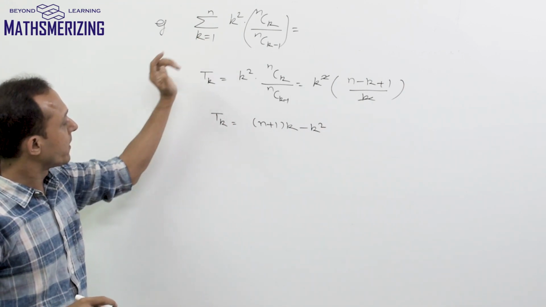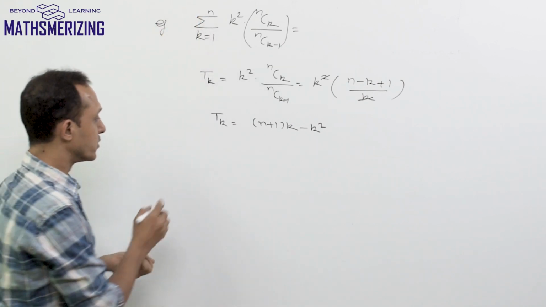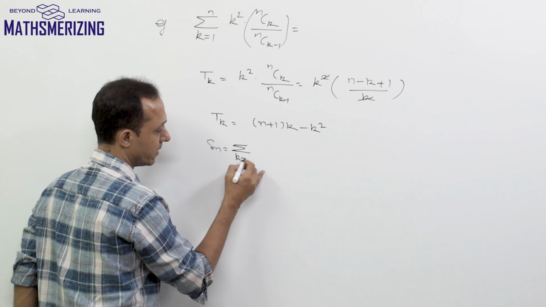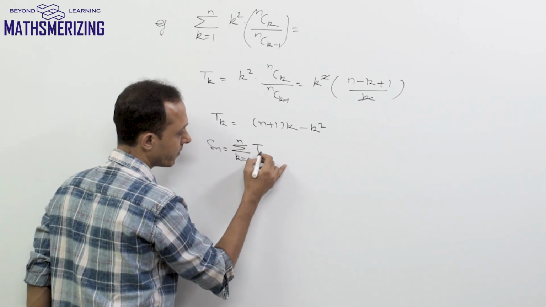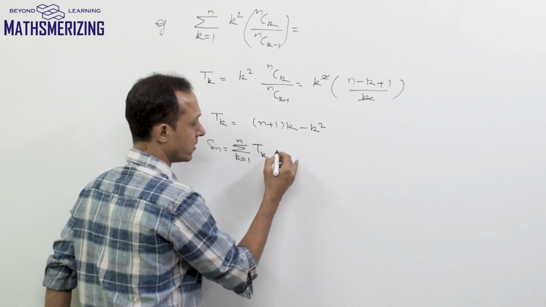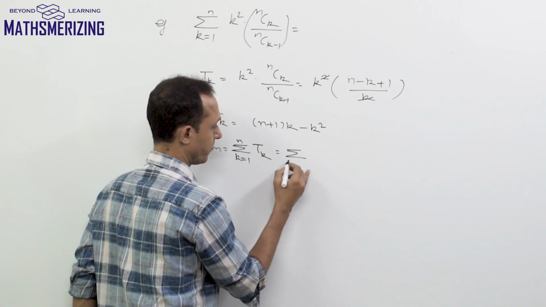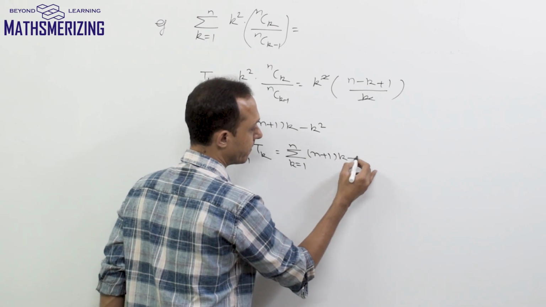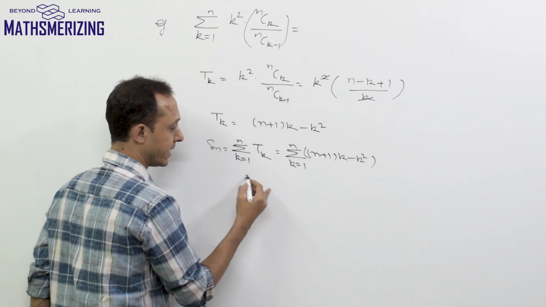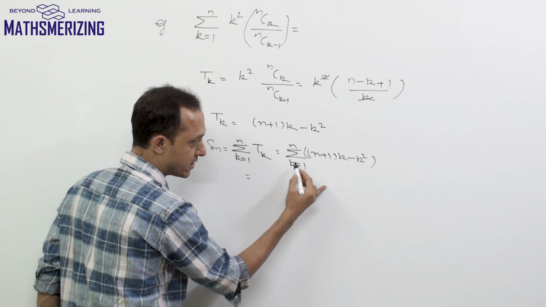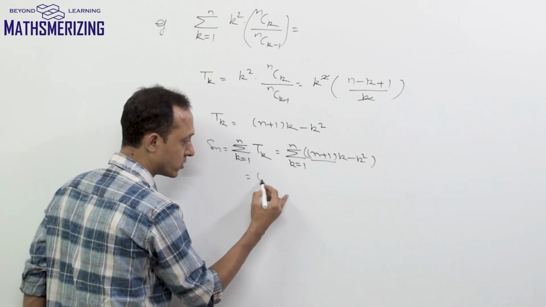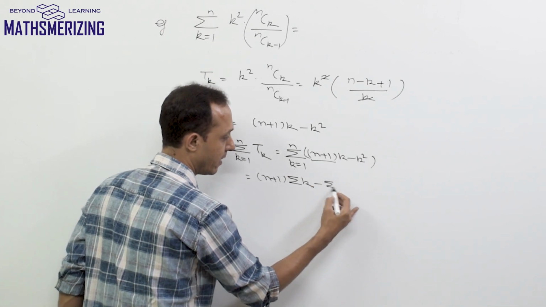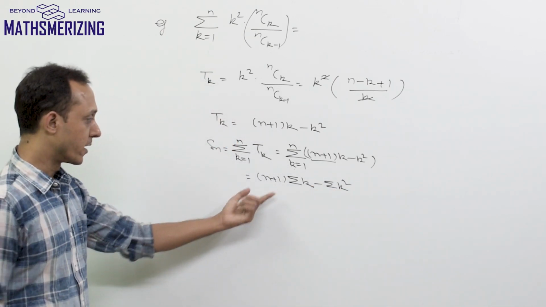Now I need to find the sum of first n terms. So sum of first n terms is simply summation, the value of k varies from 1 to n, and that is simply tk. So I'll write summation k varies from 1 to n, it will be n plus 1 into k and then minus k square. So now it's a summation in k, so n plus 1 I can take it out, so I can write n plus 1 into summation k and then minus summation k square.